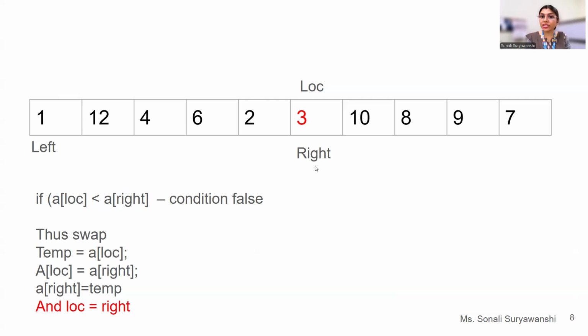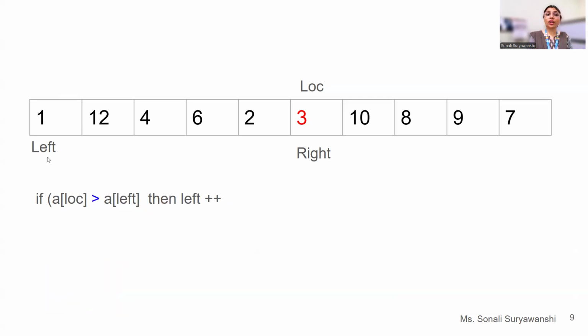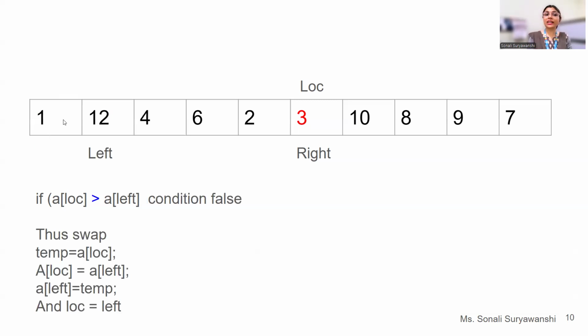Now, when your LOC is pointing at the right index, you are comparing that with the left value. So now, as I mentioned, the left value should be lesser than the LOC. That means your LOC should be greater. This is the condition where you keep incrementing the left value. So let's check that. Is your LOC greater than the left value? Yes, it is true. So that means this order is right. So we are supposed to increment left. So the left pointer is incremented.